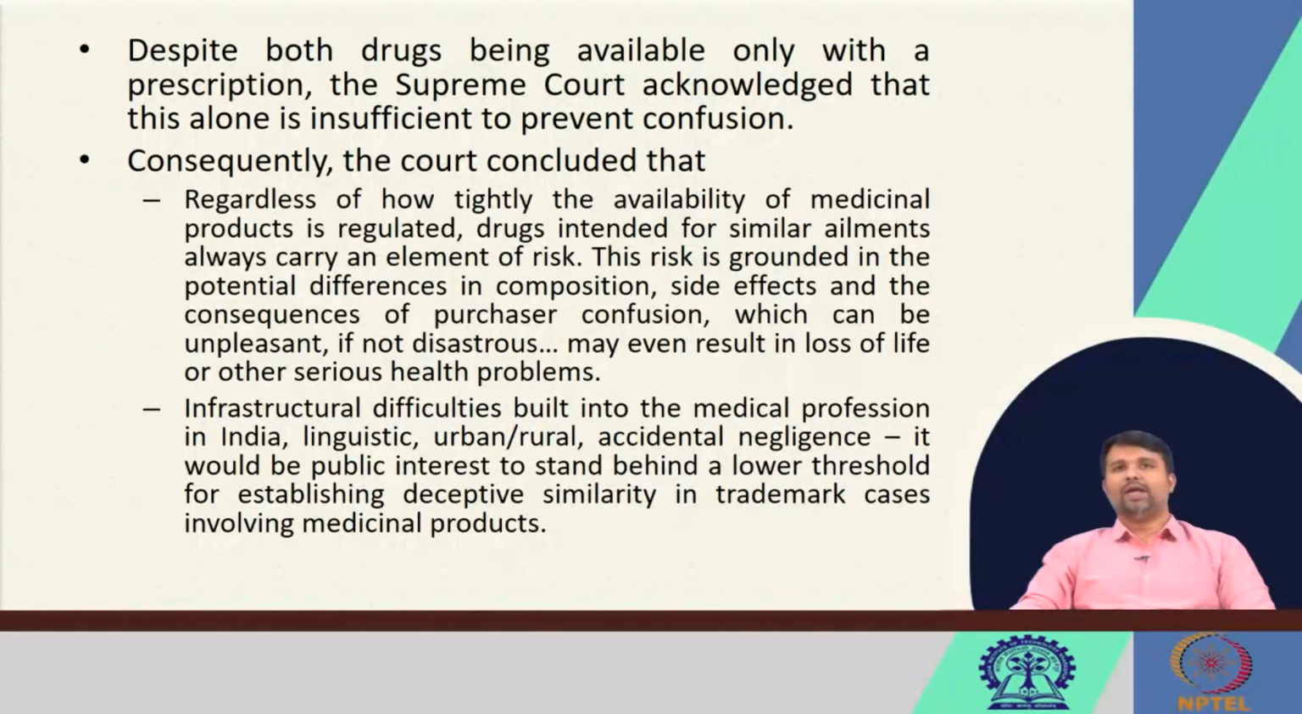Despite both drugs being available only with prescription, the Supreme Court acknowledged that this alone is insufficient to prevent the confusion. So, one contention raised before the court was that this is a drug which comes in Schedule H and will only be given to the patient based on a prescription from a registered medical practitioner. So, the argument was made that pharmacists will easily understand the difference between Falsigo and Falsitab. Thus, there is no need of preventing the second drug from coming to the market, because there is no scope for confusion. But the Supreme Court rejected this argument on the following grounds.